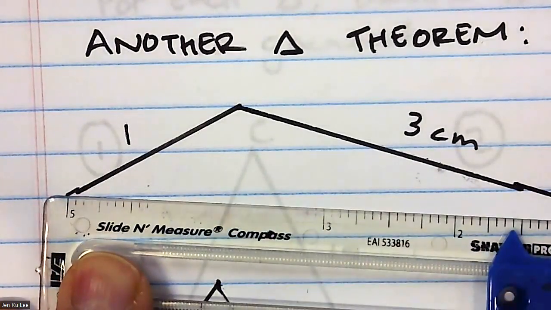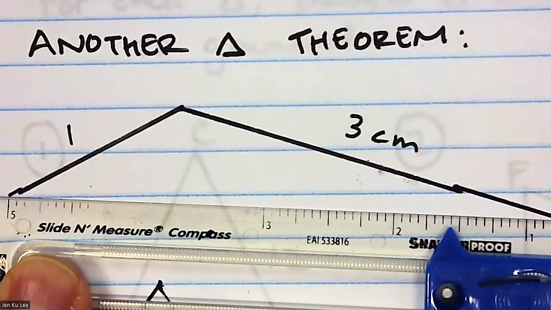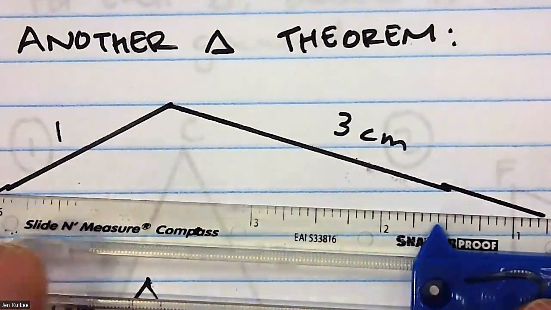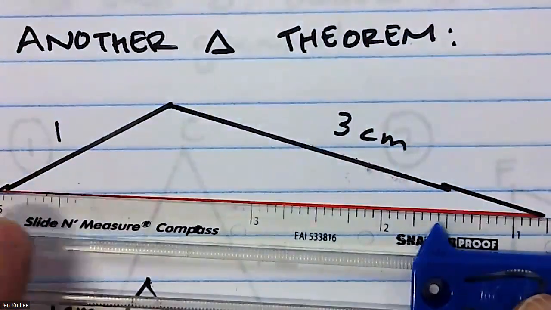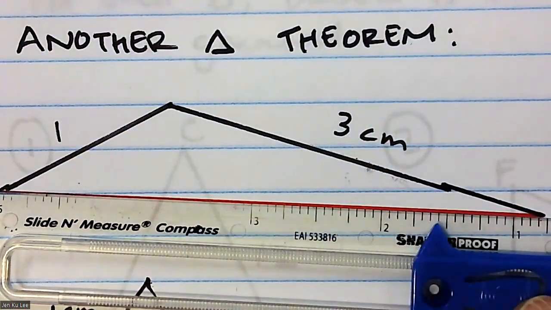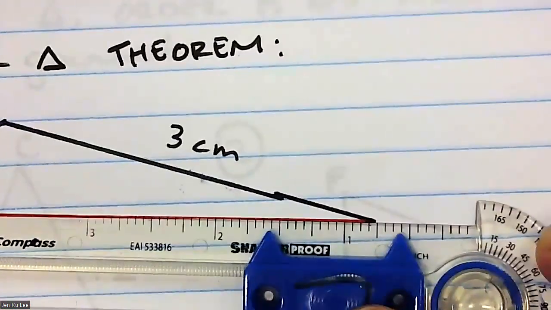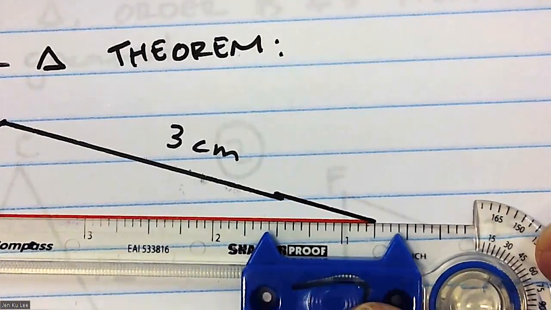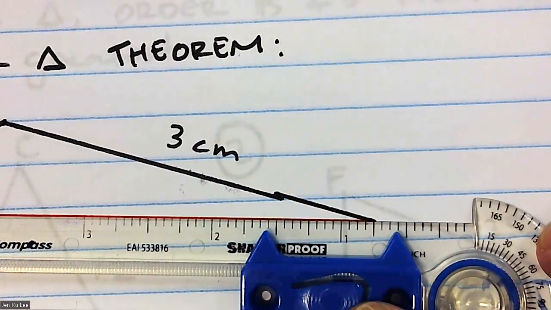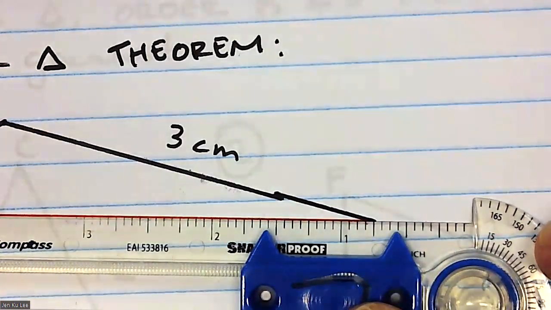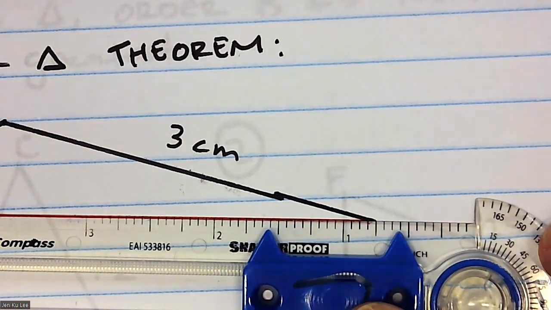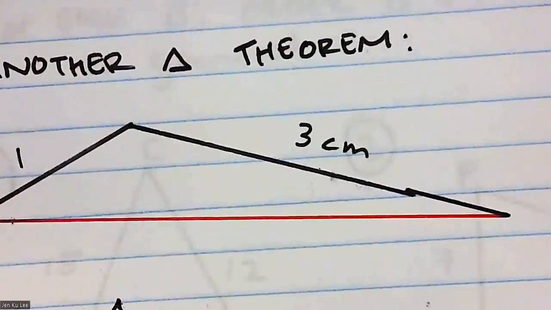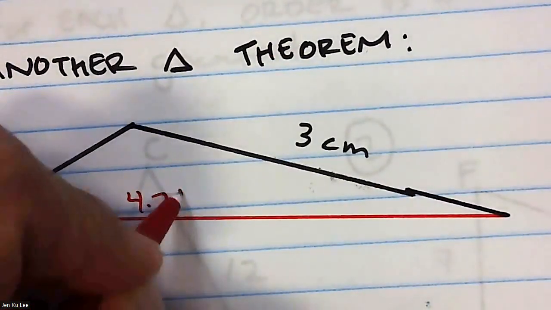Go with this. Okay. That triangle, that third side's length is like 4.25. Yeah, 4.25. Okay. You guys see that? How it's 4.25? Okay.